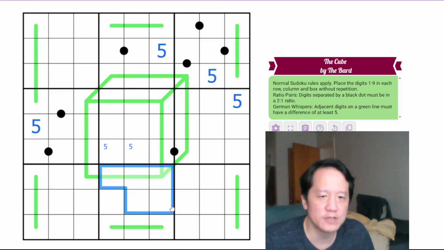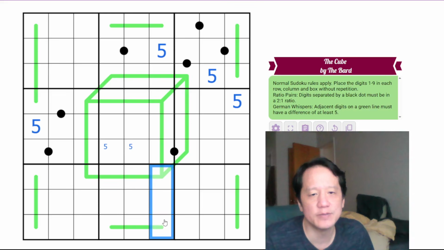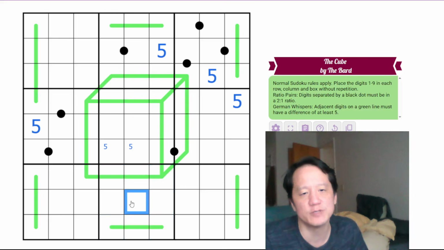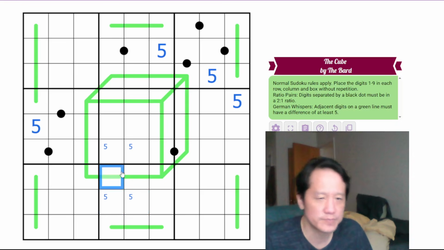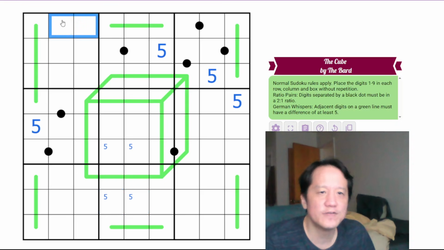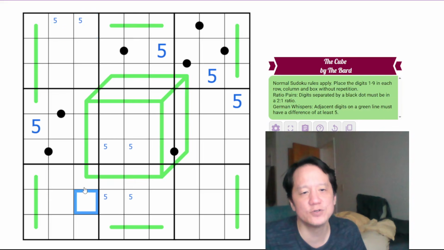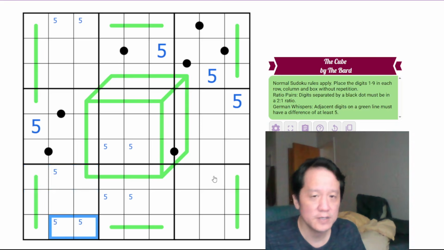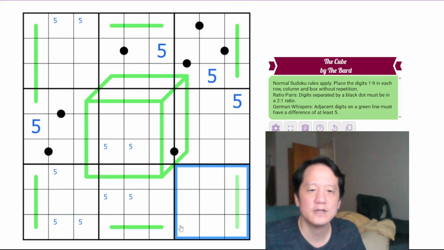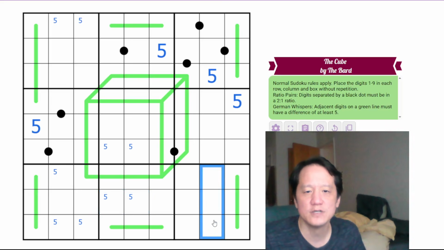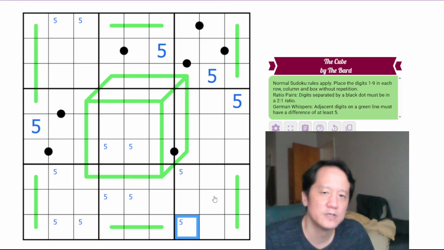Where's 5 in this lower central box? It cannot be here, and cannot be on the whisper 5 line, so it must be one of these two cells. 5 in row 1 has to be one of those two. 5 in this lower left-hand box cannot be here, so it's one of these three. And 5 in this lower right-hand box can't be here, and can't be here because of 5 in the row, so 5 has to be one of those.